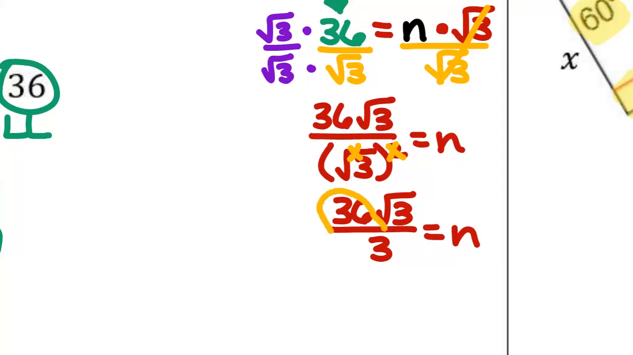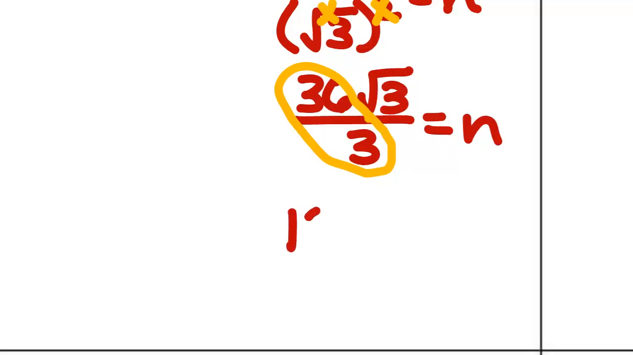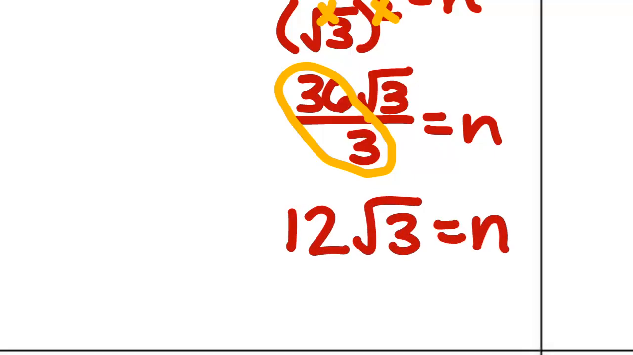The last thing I have to do is see if I can reduce this fraction. So the 2 pieces that are not underneath the radical. Does 3 go into 36? How many times? 12. So 12 radical 3 is equal to N.